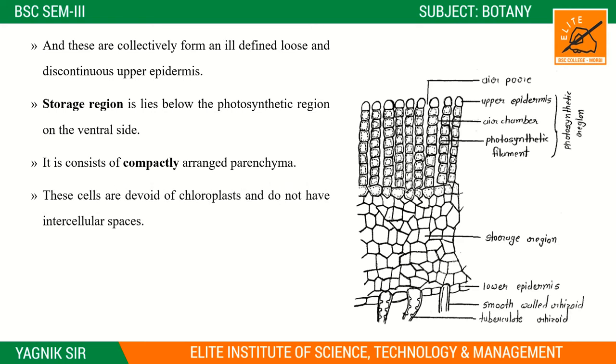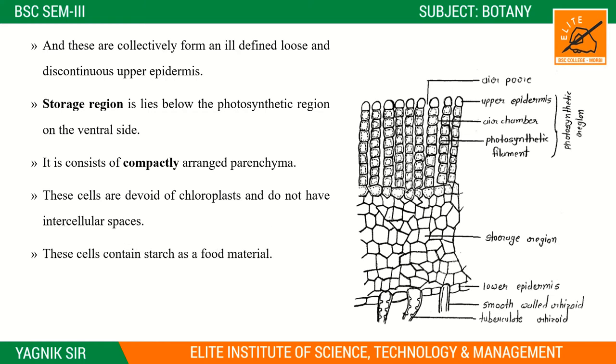And these cells are devoid of chloroplast and do not have intracellular space. In this region there are no traces of chloroplast, right? Chloroplast is placed only in the photosynthetic filaments, the photosynthetic regions. Otherwise, other parts have no chloroplast, and here no intracellular spaces are formed.